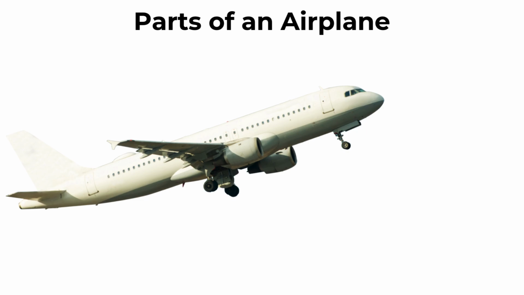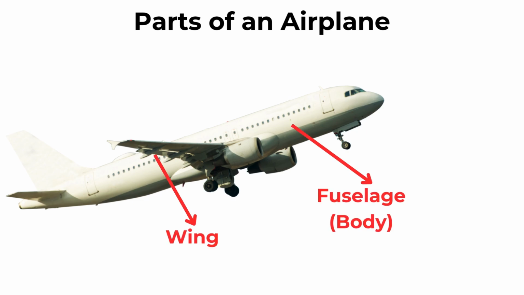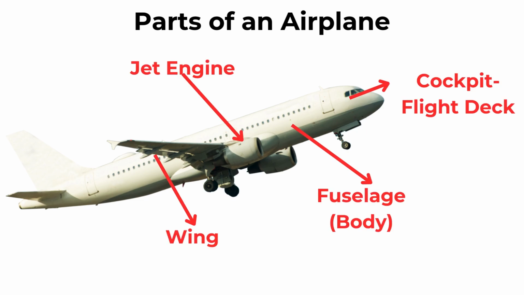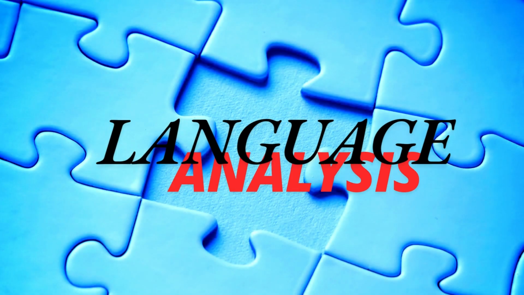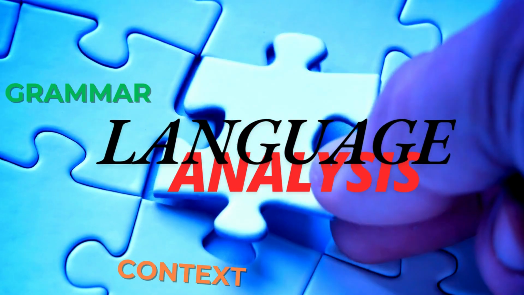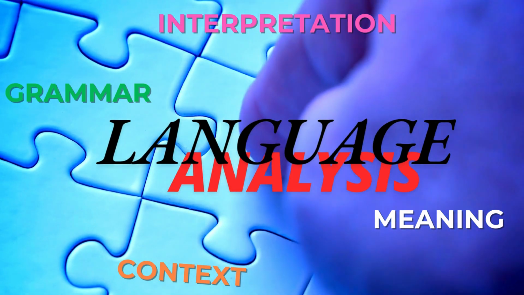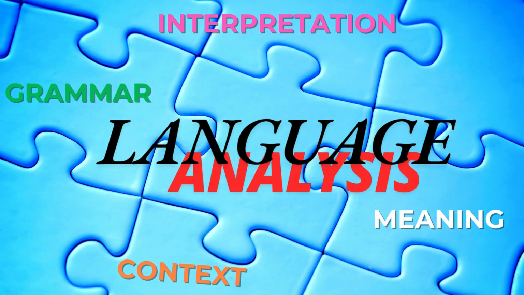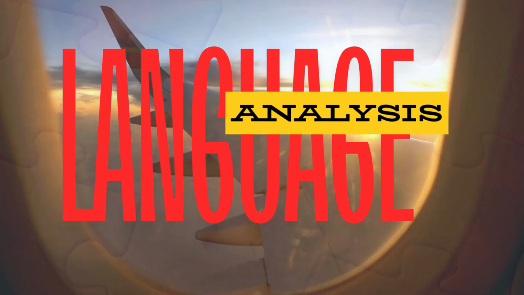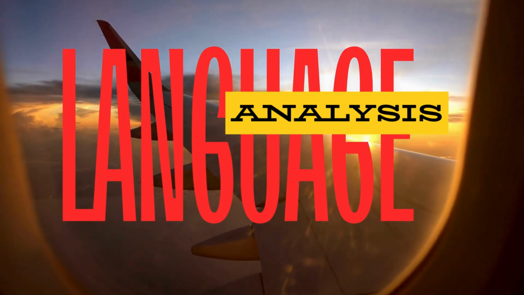So just like a plane needs its fuselage, wings, engines, and cockpit to fly, language analysis requires us to look at grammar, context, meaning, and interpretation. Once you understand how these parts work together, you'll be able to analyze any text and discover its hidden depths.